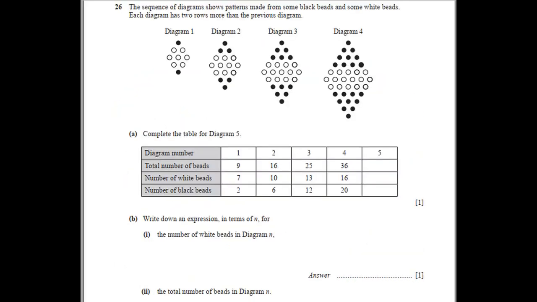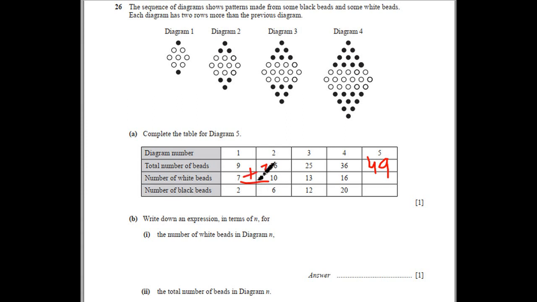Question 26, part A, complete the table. So without even reading the question, 9, 16, 25, 36. So what is happening over here? 9 is 3 square, 16 is 4 square, 25 is 5 square, 36 is 6 square. So the next term will be 7 square, which is 49.